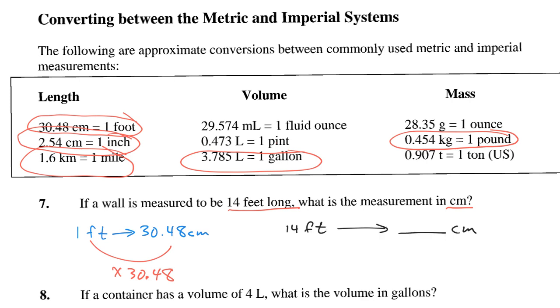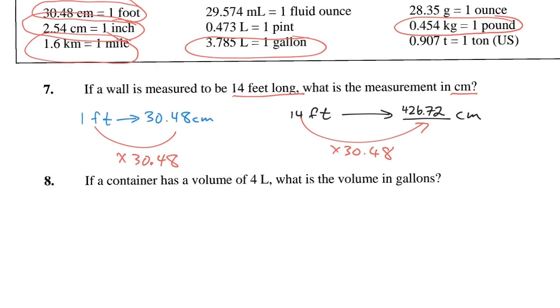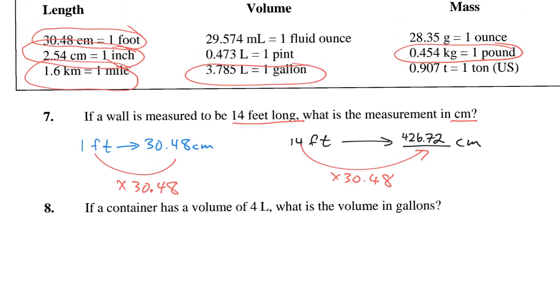So we have our setup, and then what we do is we say, all right, 14 times 30.48. And we end up with 426.72 centimeters for our answer. Now, let's see what happens when we do the same thing again, but this time we're going to do a volume translation, okay? So what we're going to do is we're going to turn 4 liters into gallons.